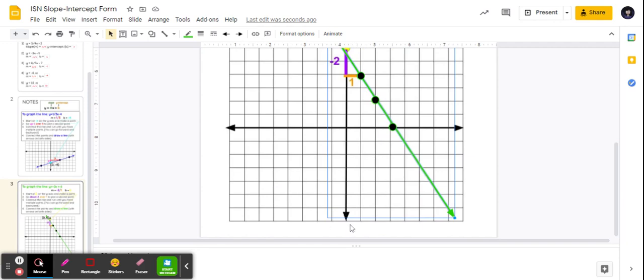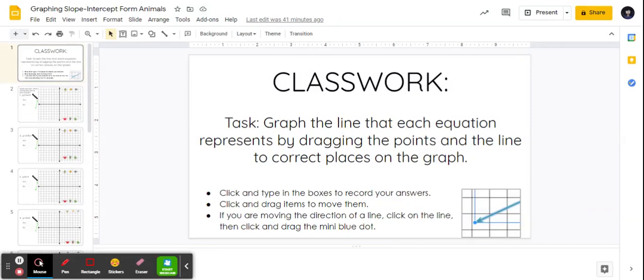So you're going to do very similar practice, but now you have these wonderful notes in your notebook. I'm going to show you quickly the task that is in the practice. So let me pull that up for you real quick. All right, so what you're going to do after you open up this graphing slope-intercept form animals is you're going to look through these practice problems, and we're going to practice graphing lines. So our task is to graph the line that each equation represents by dragging the points and the line to the correct places on the graph.